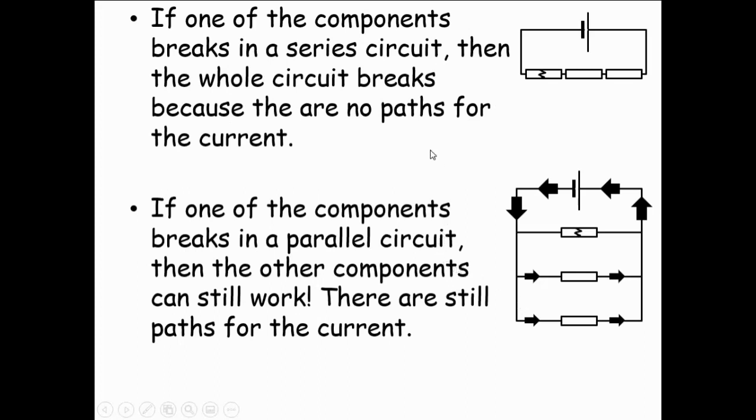But if one of the components breaks in a series circuit, then the whole circuit breaks, because there's no path for the current. So if you break that circuit right there, none of the electrons can get past it. No electrons can get through any part of the circuit unless you've got a pathway. In this one, however, if you break that component here, the electrons can still continue to go down through the bottom 2 resistors. So these 2 will still work. Even though that one's broken, it will not work, but the other 2 will continue to work. Does that make sense? I hope it does.